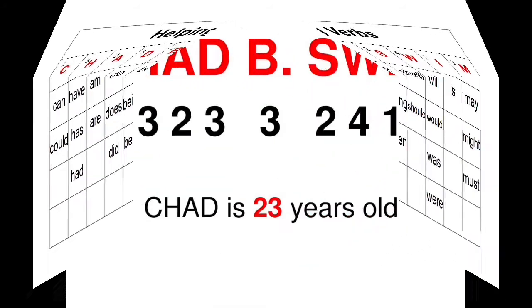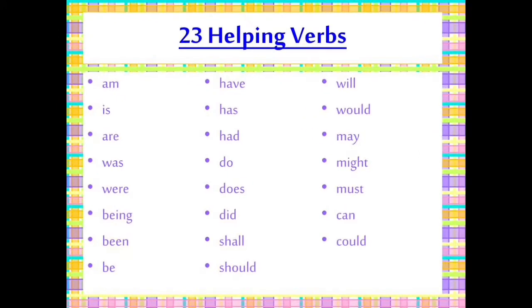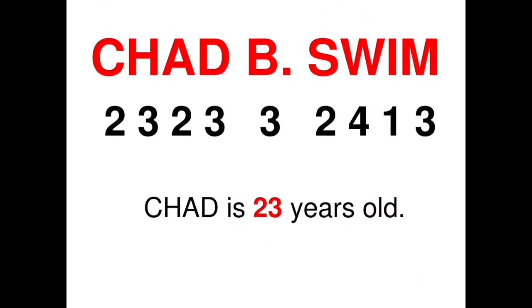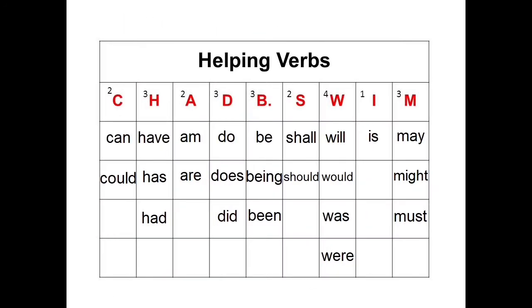The number 23 in the sentence reminds you that there are 23 helping verbs. Each of the numbers in 23, 23, 3, 24, 13 stands for the number of words in each group. Now, if you really want to be awesome, you'll spend a little bit of time memorizing these. Here's some examples of each and every helping verb from Chad B. Swim.